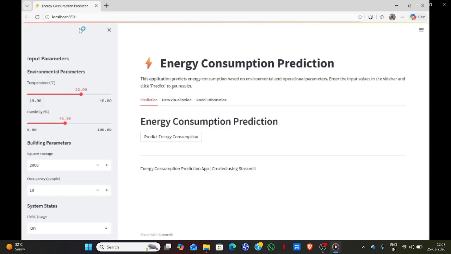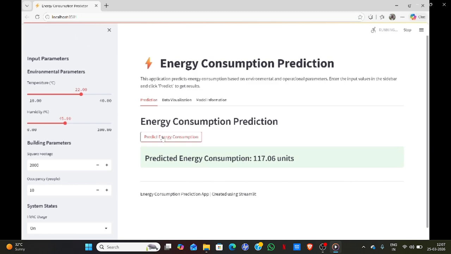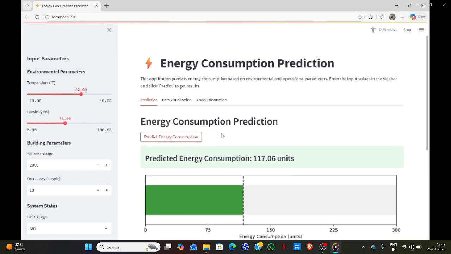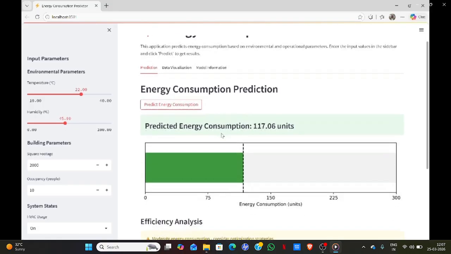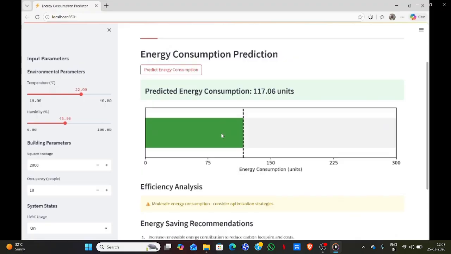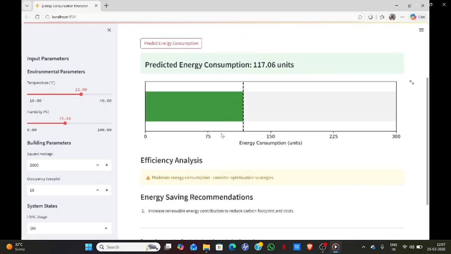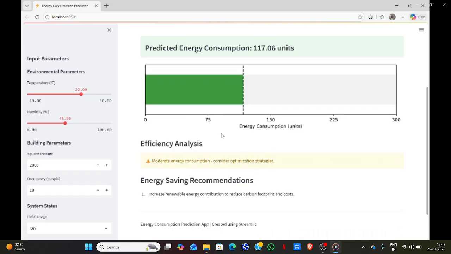The motivation behind this project stems from the increasing global emphasis on sustainability and reducing carbon footprints. Energy efficiency is not just an economic concern, it is also an environmental imperative. To solve this problem, we developed a machine learning based prediction model that takes into account various environmental and operational parameters to forecast energy consumption.